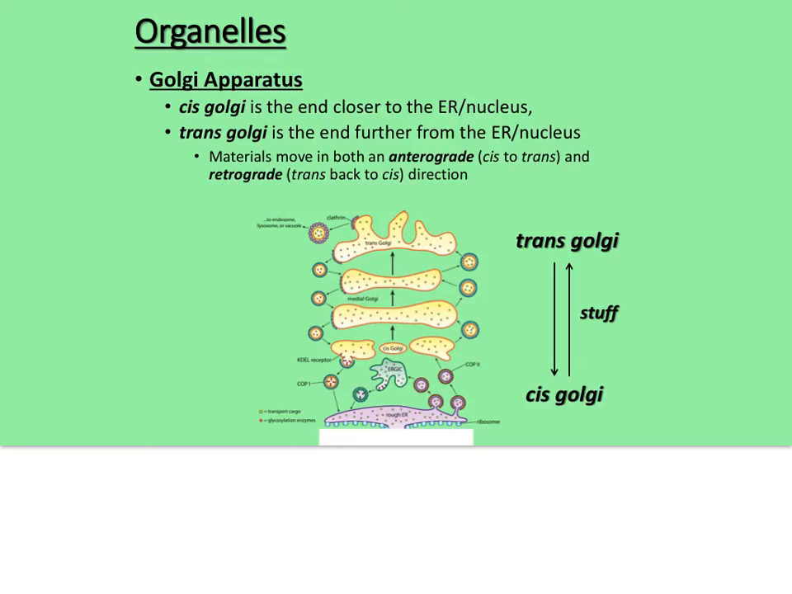Now here is an illustration of that. I just thought I would attempt to draw it myself first, see if it makes sense to you. But here's an illustration that came from a textbook. So the cis Golgi is closer to the nucleus, or ER. The trans Golgi is further away. Most materials are going to move in the anterograde direction, which is cis to trans, but things can move in that retrograde direction as well. So here's my super scientific term. Stuff, again, usually goes from cis to trans, but can also go from trans back to cis if it needs to.